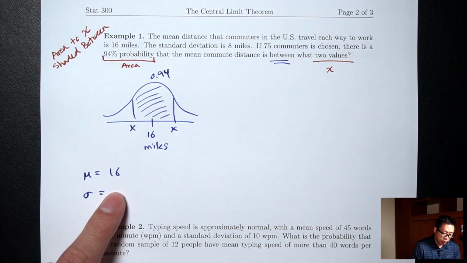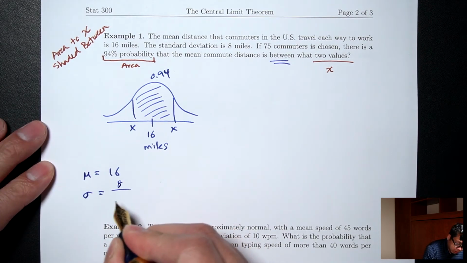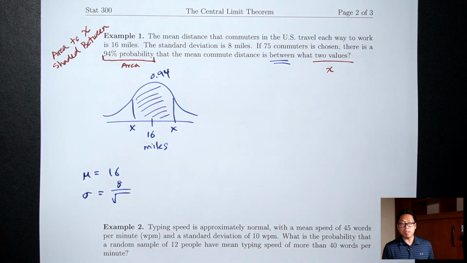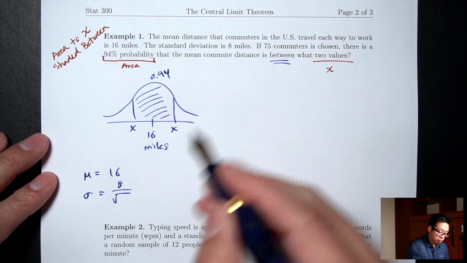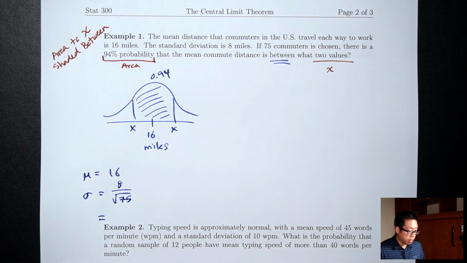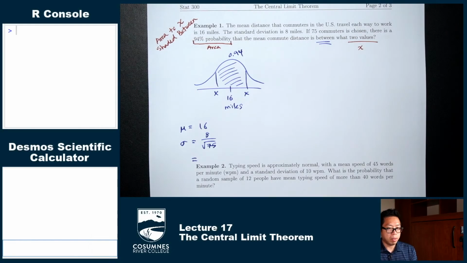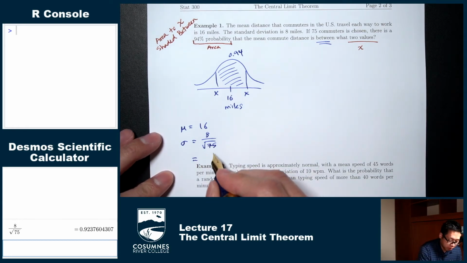The original standard deviation is 8, divided by square root of the sample size. In other words, how many people are we picking here? We're picking 75 people. All right, so let's go ahead and do that on a calculator. 8 over square root of 75. And round these intermediate steps to 3 decimal places. So that's 0.924.